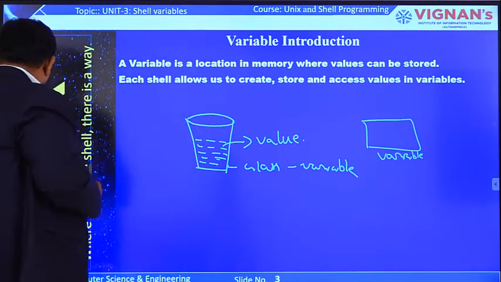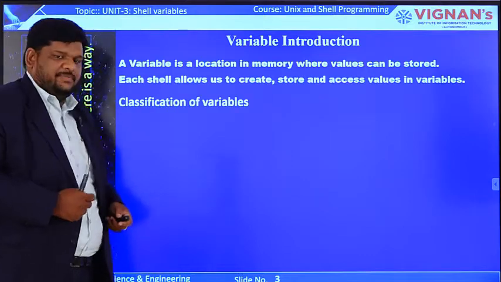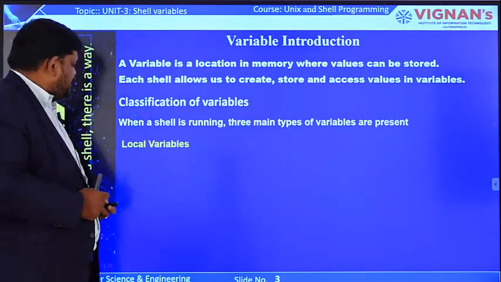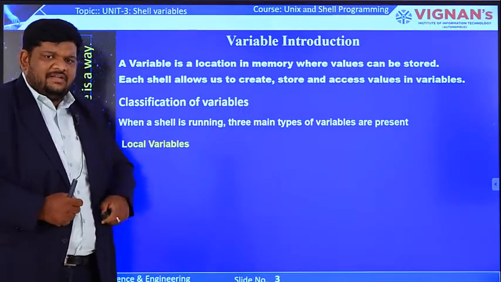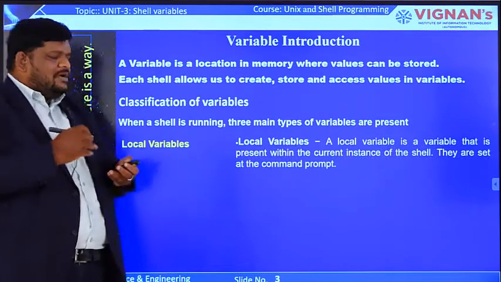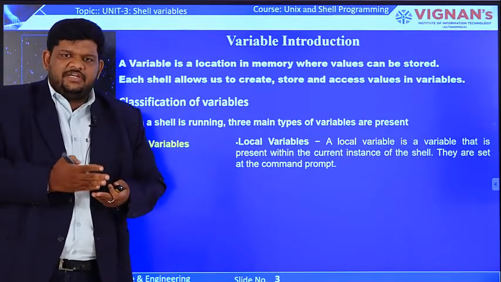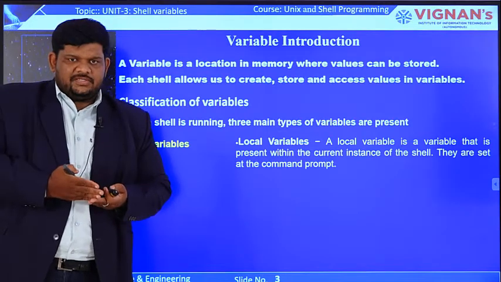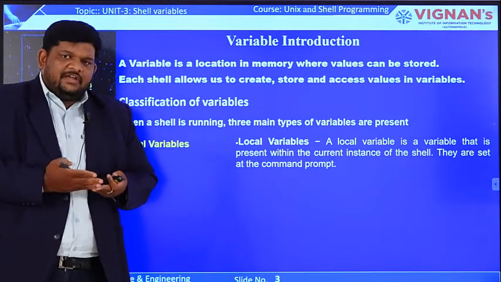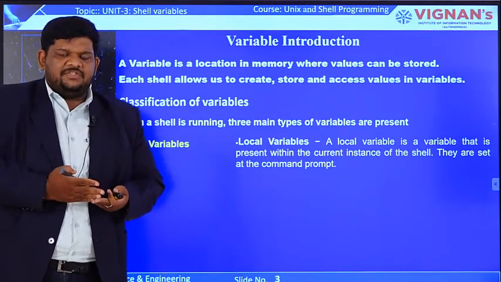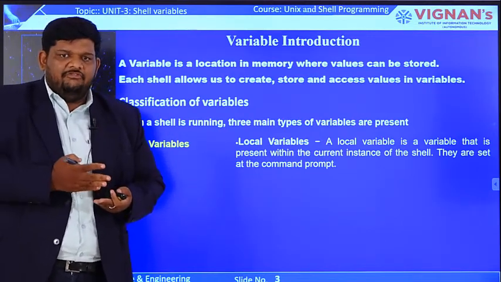While coming to the classification of variables, there are three main types of variables. The first one is local variables. Local variables are also known as user defined variables. That means these variables are created by the users, and after creating them, we can use those variables in that script only. So that is the meaning of local variables.